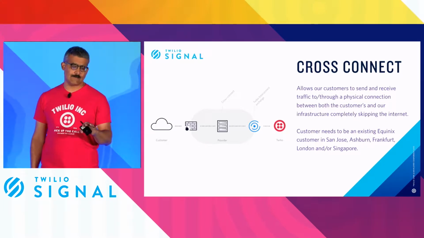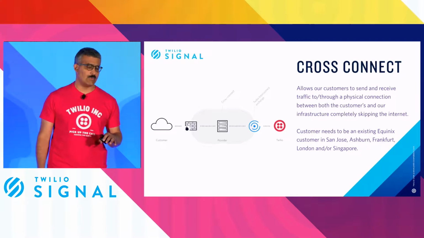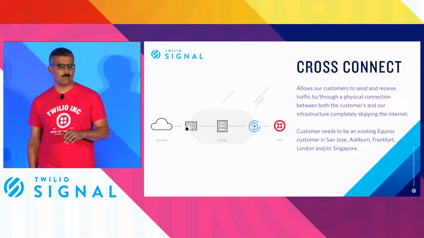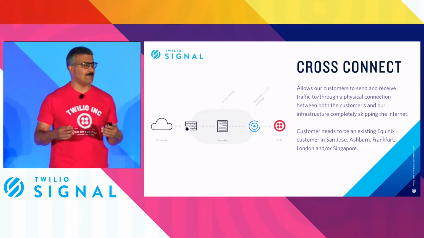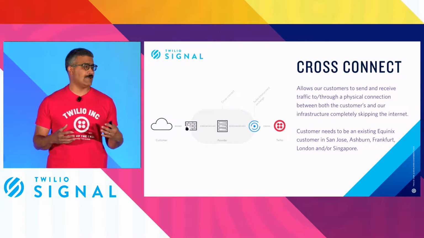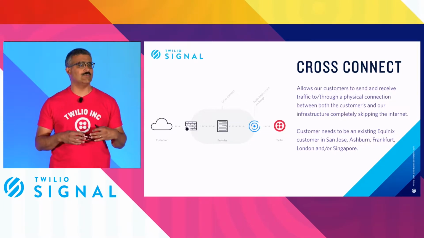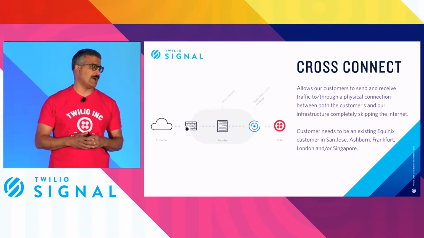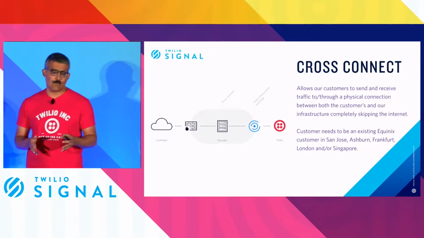The cross-connect, again, allows the customer to basically send and receive traffic through a physical connection between both the customer and their infrastructure. It requires that customer to actually be in the same data center as we are. Or if they're using bring your own MPLS, that we'll talk about in a little bit, and they have a circuit dropped in, that provider has to be willing to extend that circuit to our actual equipment via cross connect. So it's critical that they're in one of the data centers.